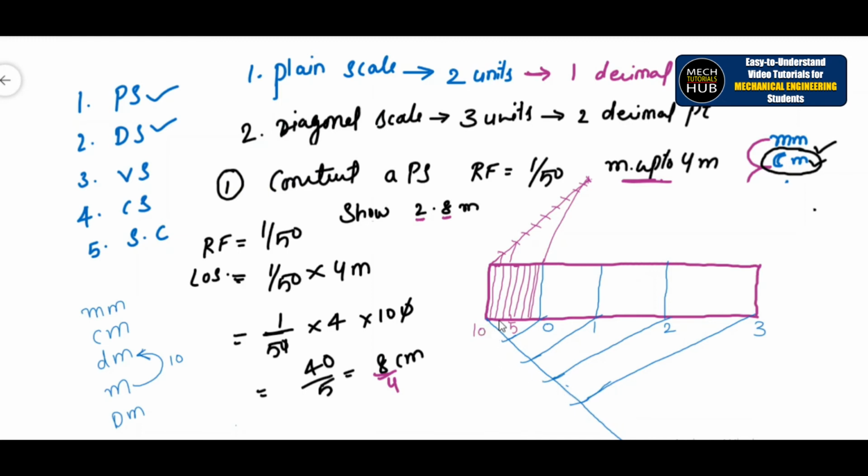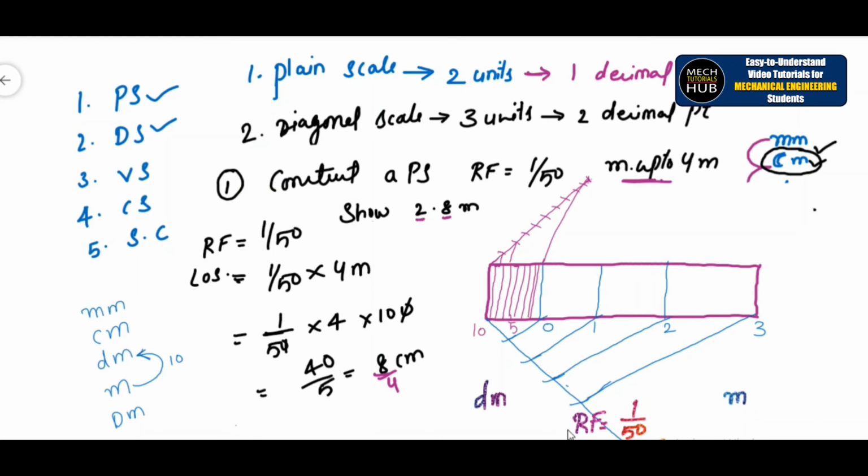So here, one more thing is, you need to specify the RF value. Now when it comes to actual classroom practice, what we need to show is, this scale will read meters and this scale will read decimeters, and in between you need to specify the RF value, which is equal to 1/50. You can write it as 1:50 also, not at all a problem.